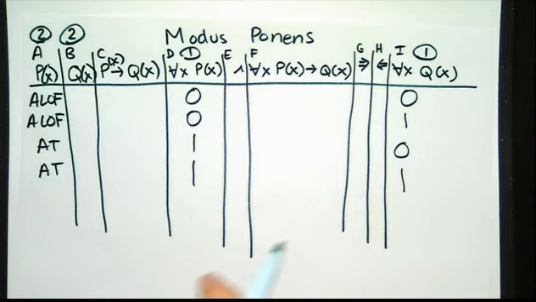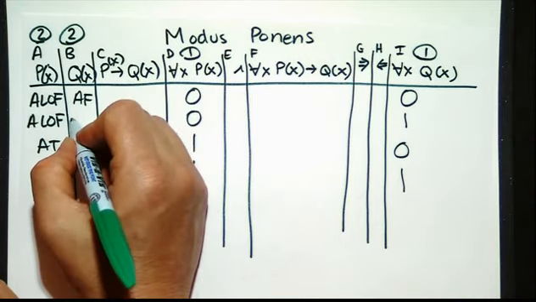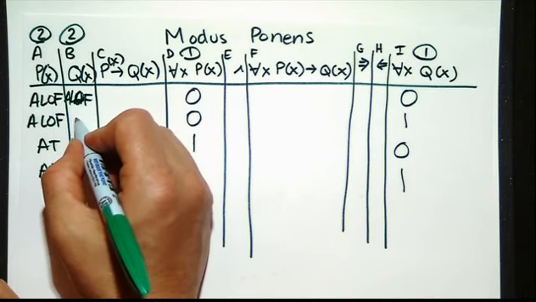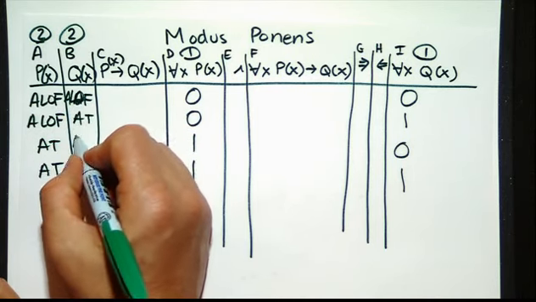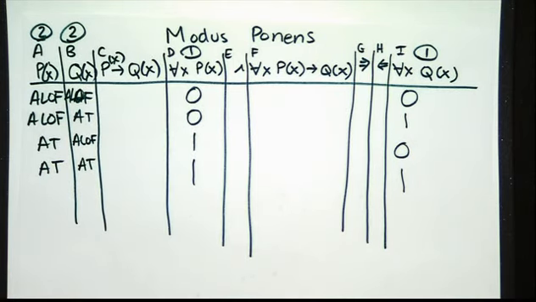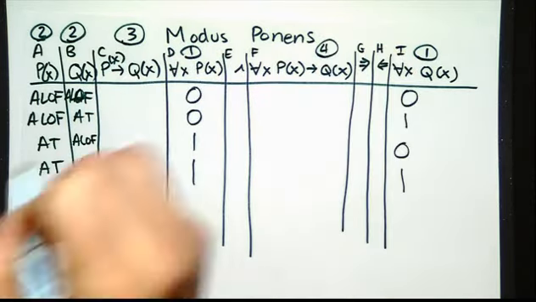And then we have similar things for column I for Q of X. We're going to have all false. At least one false. All true. At least one false. All true. And then we have to figure out the implication in column C. Then we'll be able to do column F.